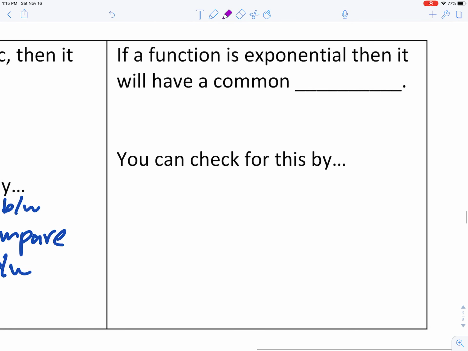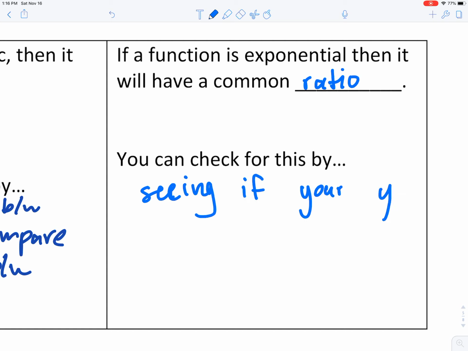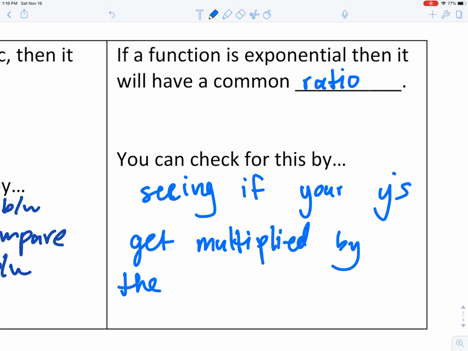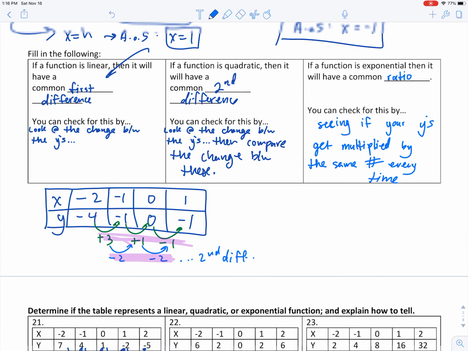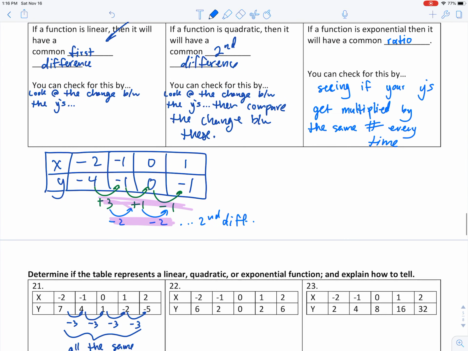If a function is exponential, it will have a common ratio. Okay, you can check this by seeing if your y's get multiplied by the same number every time. Okay, and then of course all of these put in your own words. As long as it's in the right ballpark, you will get full credit.